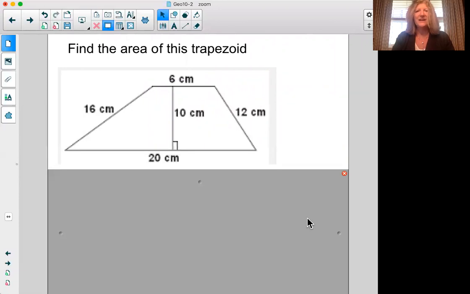Pause, find the area, and then press play for the solution. Base 1, base 2, height.